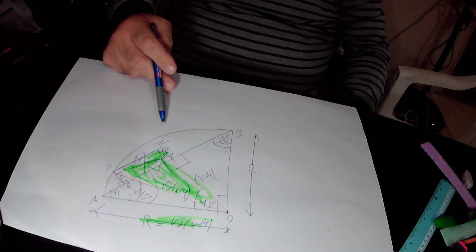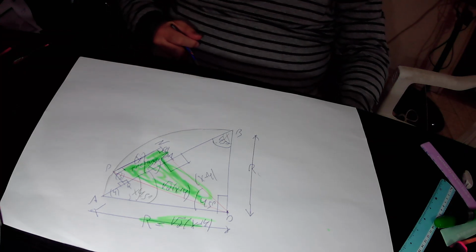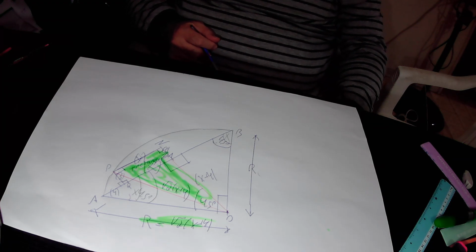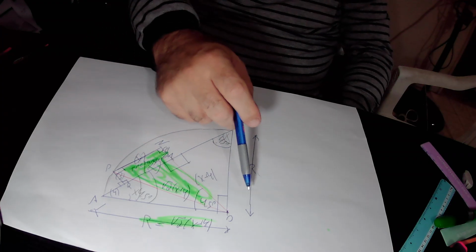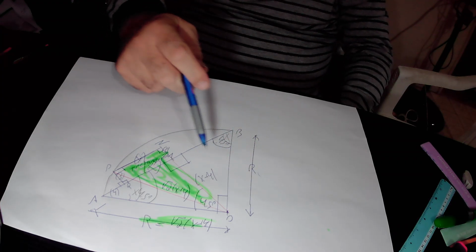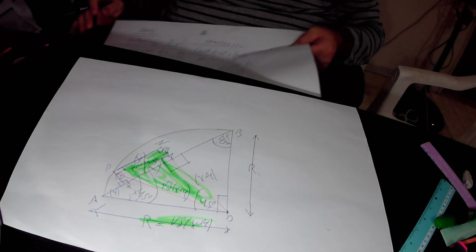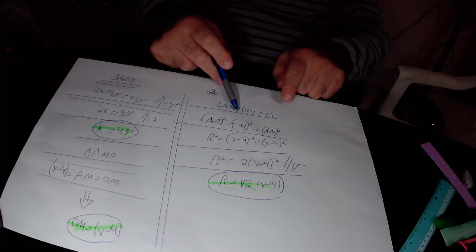In the next step, we apply the Pythagoras theorem on this right triangle AMO. According to the Pythagoras theorem, in a right triangle, the square of the hypotenuse equals the sum of the squares of the other two sides. So in this right triangle AMO, AO squared, the square of the hypotenuse, equals OM squared plus AM squared.